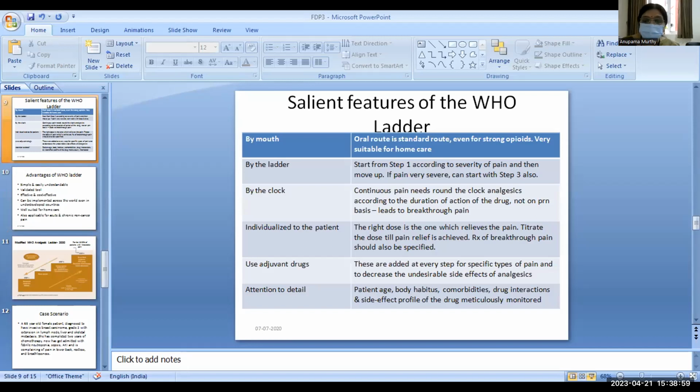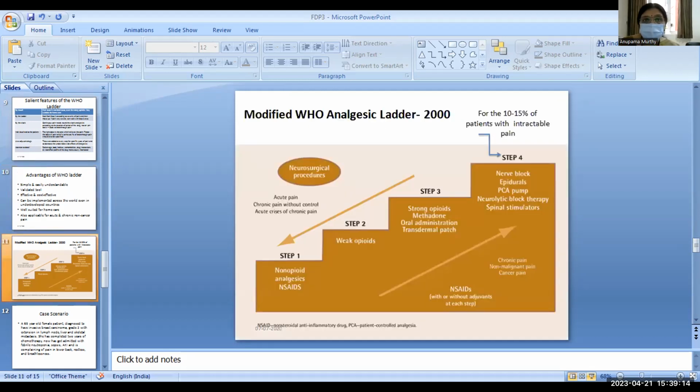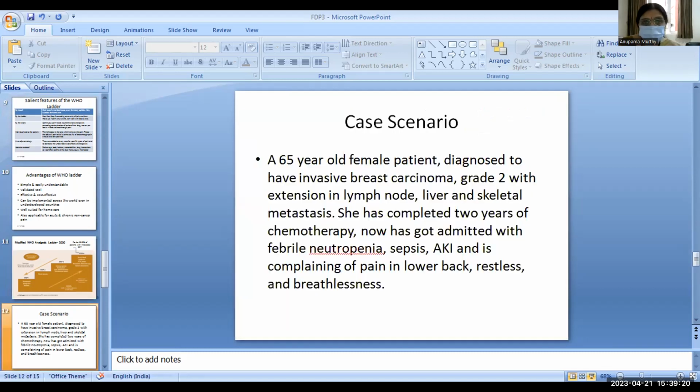So each one will be highlighted a little bit regarding the NLC ladder, and what the advantages are, how it's a validated tool and how it has been changed, and how it is well suited for home care, and you can use it for both acute and chronic pain. So this is a modified NLC ladder which we'll be highlighting during the didactic lecture.